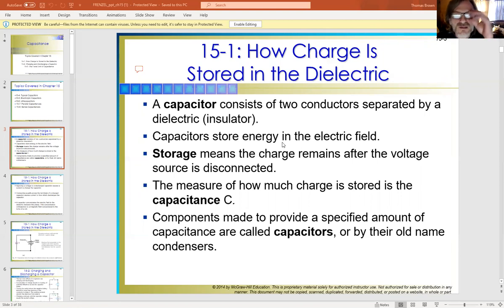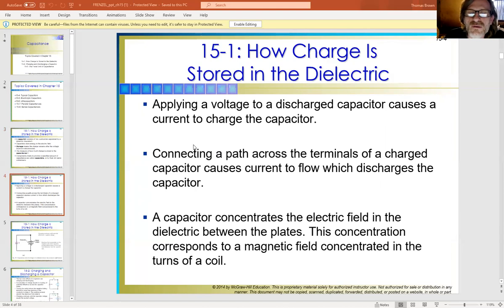But so when we measure how much charge can be stored by these capacitors, that's what they call capacitance. And the way they measure that, and we'll go on here, is basically the unit of measure for capacitance is what they call a farad.